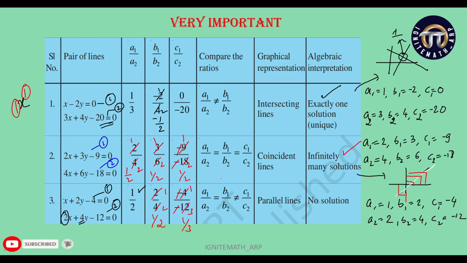So here I can say A1 by A2 is equal to B1 by B2 but not equal to C1 by C2. That time the lines will run parallel to each other. If the lines are running parallel to each other, the equations will not have any solution. So how would the lines be for this equation, children? Lines would go like this. So this is the x-axis and y-axis. One line would go like this and the second line would go like this.